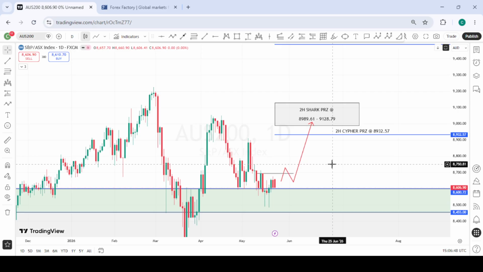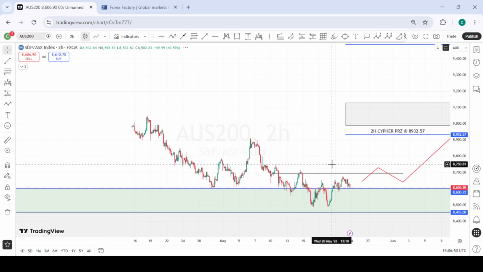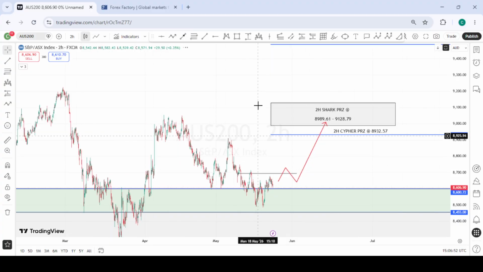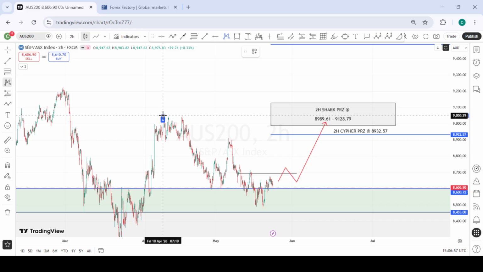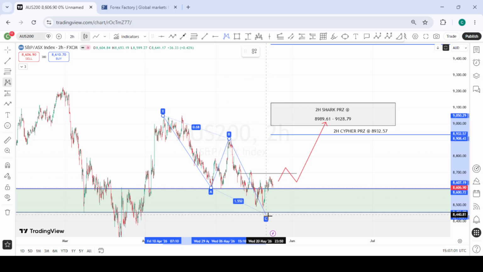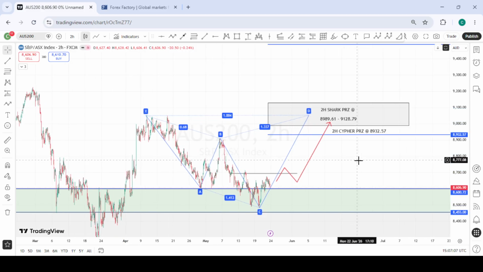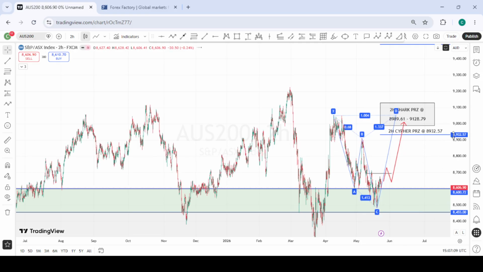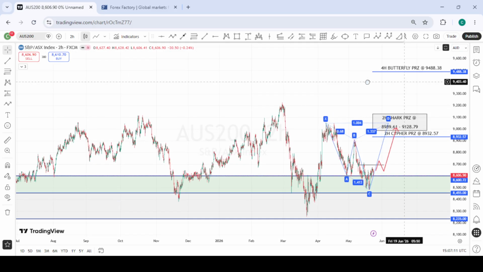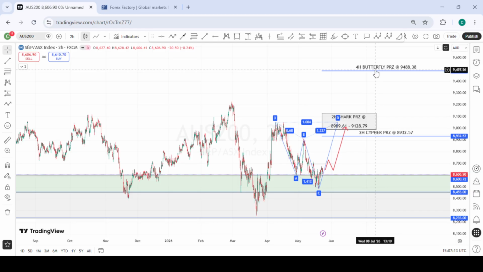This is a potential harmonic pattern that is developing right here. It's a possible cipher or shark pattern. So this is the X, this is the A, D, the C leg. And we are waiting for the D leg formation on Australia 200. And should this continue to the upside, this will be another target you should be looking out for on Australia 200 for the coming weeks ahead of us.